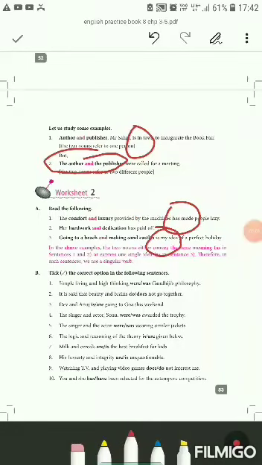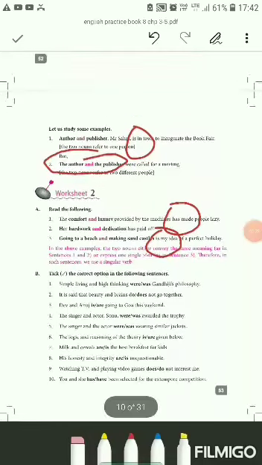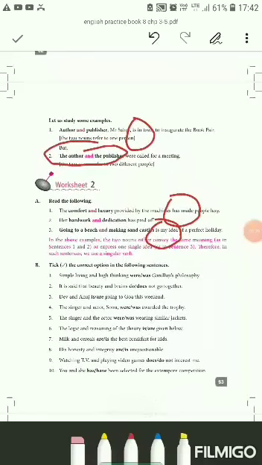Simple living and high thinking were Gandhi's philosophy. Simple living and high thinking are expressing only one idea, a single idea, so was. Simple living and high thinking was Gandhiji's philosophy. In the second sentence, it is said that beauty and brains does not go together. Again, beauty and brains are expressing a singular idea, so use does, do plus es.